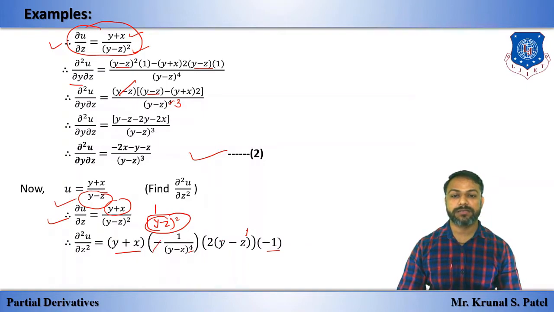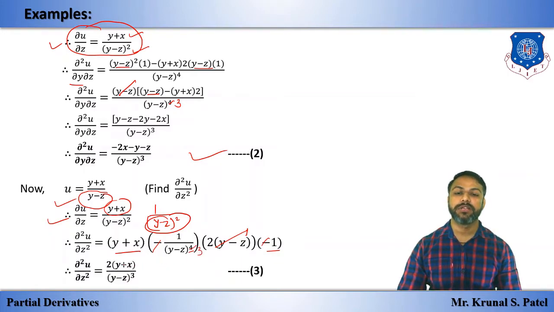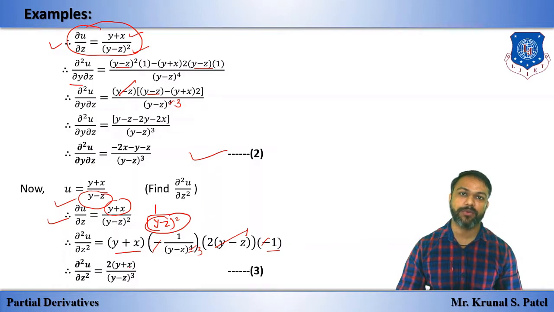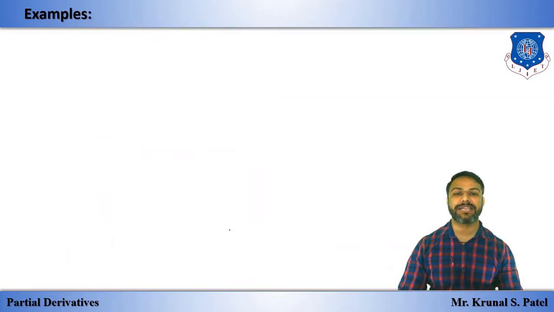So we can cancel this minus minus, and we can cancel y minus z with this power, 3 power, so the remaining term is 2 into y plus x upon y minus z whole cube. This is our third one. Now the last, fourth one, that means the right hand side.